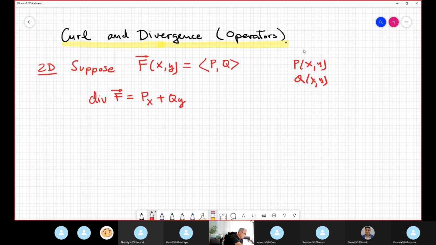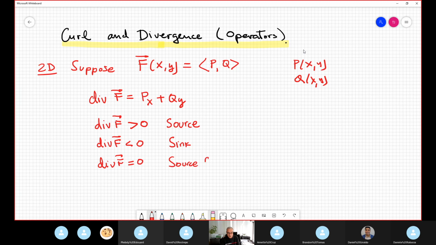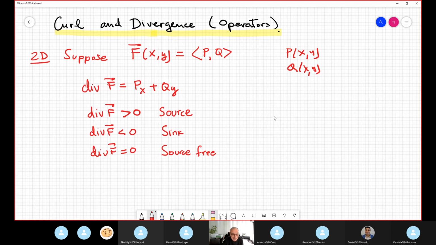When the divergence is a positive number, it's a function, no? But when it's positive, it's because we have a source. I want to explain what source means right now. When the divergence is negative, it is a sink. And when the divergence is 0, it is source free. Okay, let me try to explain this in clearer language.